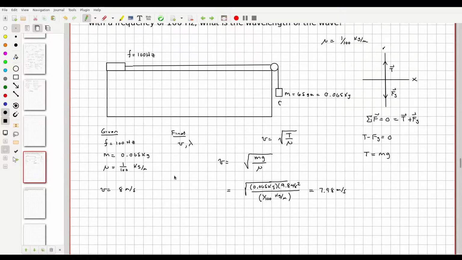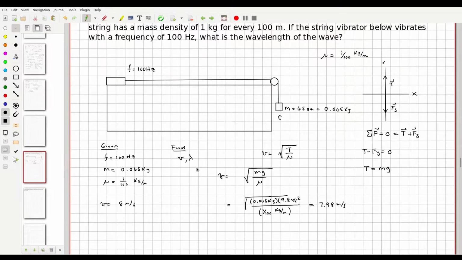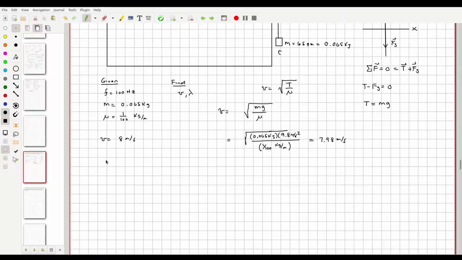Okay. Now, what about the next part, which is the wavelength? Well, to find that, we use the relationship between the speed of a wave, its wavelength, and its frequency. And we've been given the frequency. So lambda here is just v over f, really, which would be 7.98 meters per second divided by f, which would be 100 hertz. Now remember, hertz is 1 over second, so the 1 over seconds are going to cancel each other out.